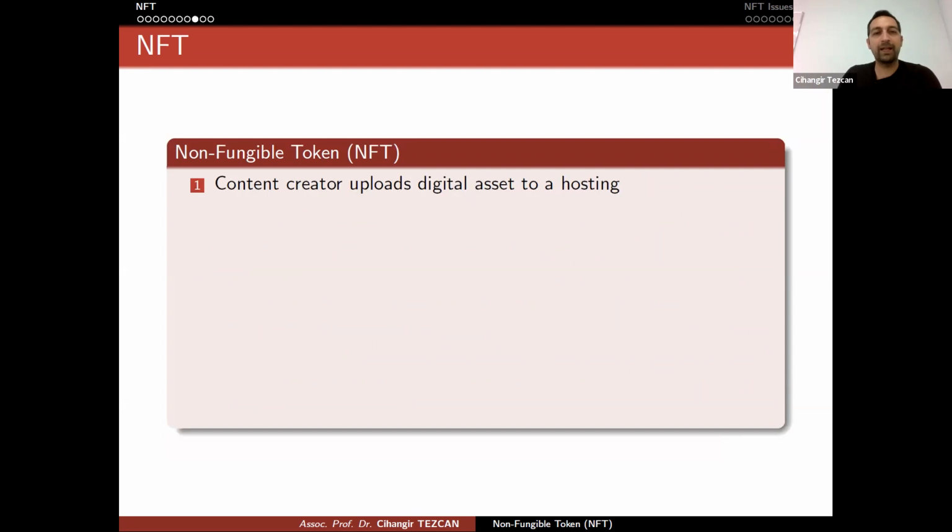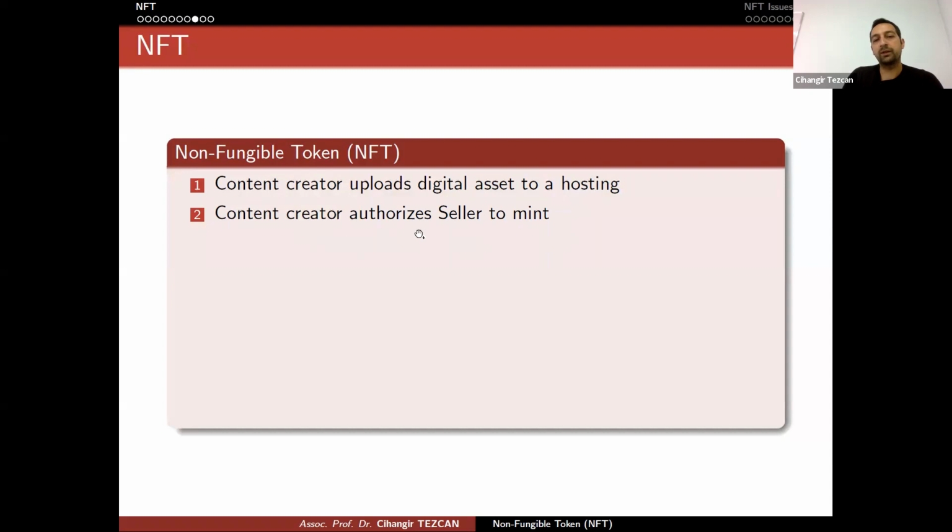So let's look at how NFT minting and buying works. As a content creator, you upload your digital asset to a hosting. It can be an HTTP web page, it can be an IPFS link, or you can upload it to a cloud like Amazon Web Services and so on. So first you create the digital art and put it there. But of course, not all of the NFTs are art. It is anything, a digital asset. So first you have the digital asset and upload it to hosting.